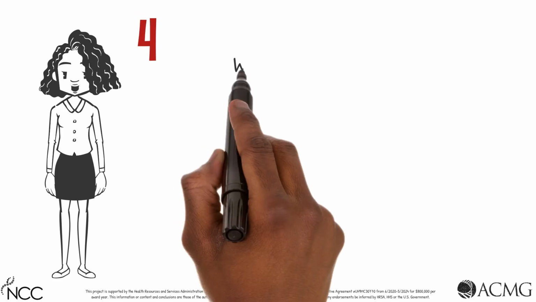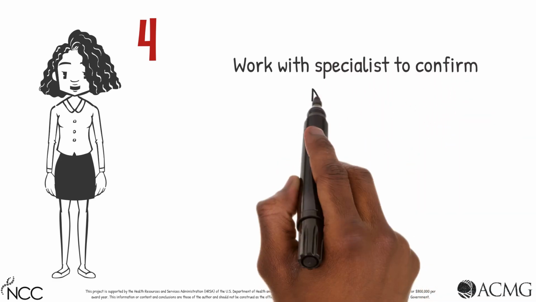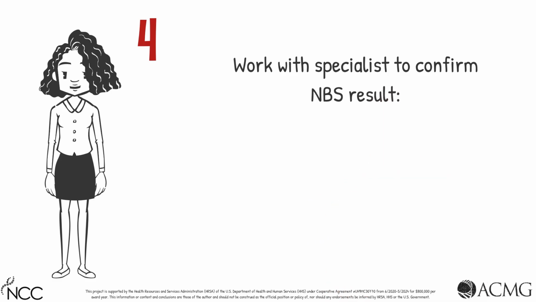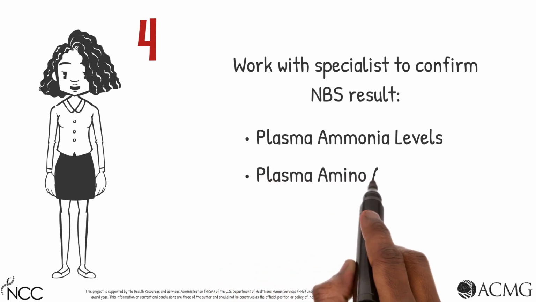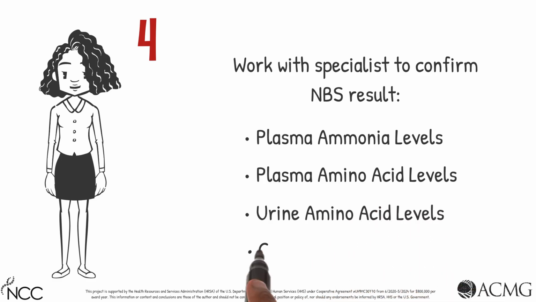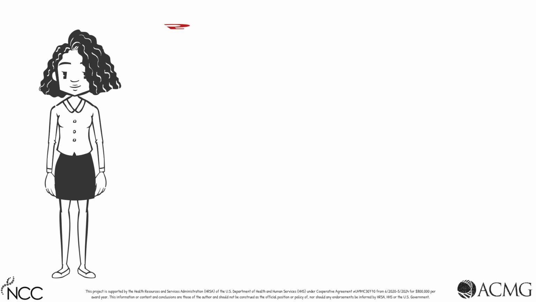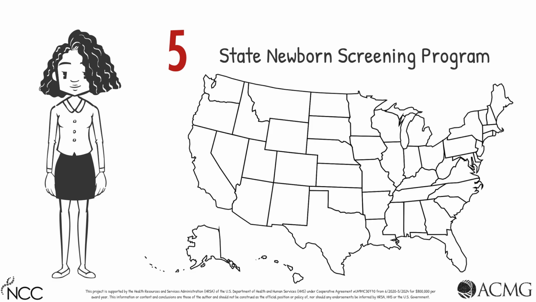Fourth, working with the appropriate specialist, take steps to ensure biochemical and/or molecular confirmation of the newborn screening result. Confirmatory testing includes plasma ammonia levels, plasma amino acid levels, and urine amino acid levels, in addition to relevant gene sequencing. Fifth, report the final diagnostic outcome back to your state newborn screening program.